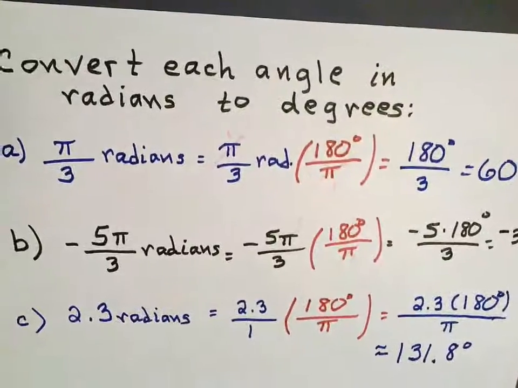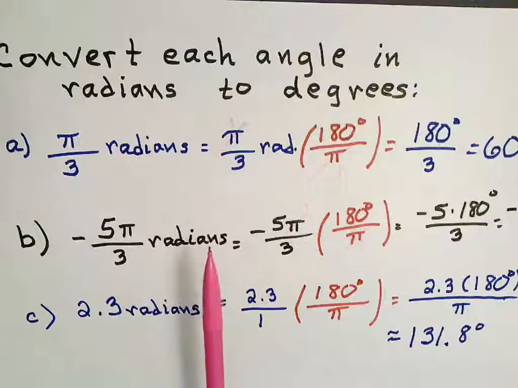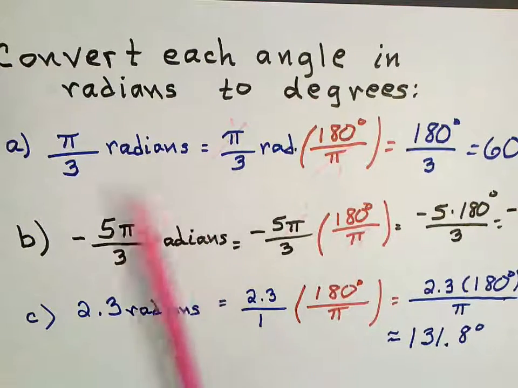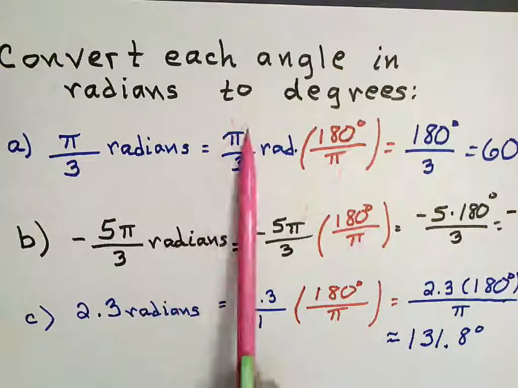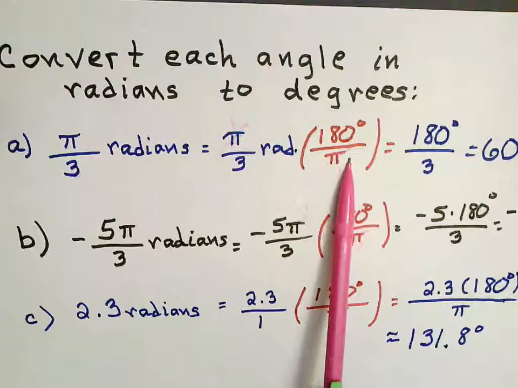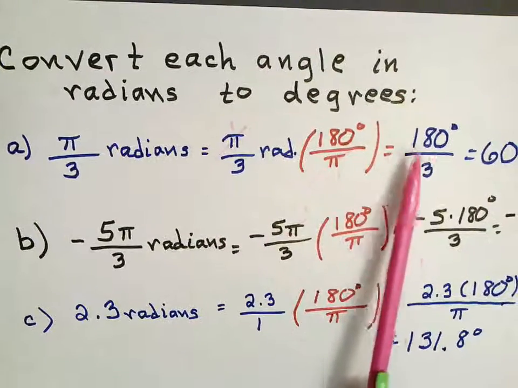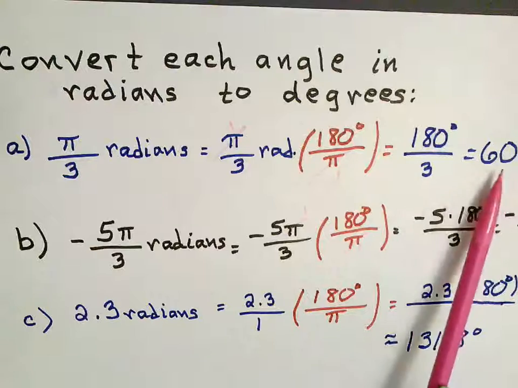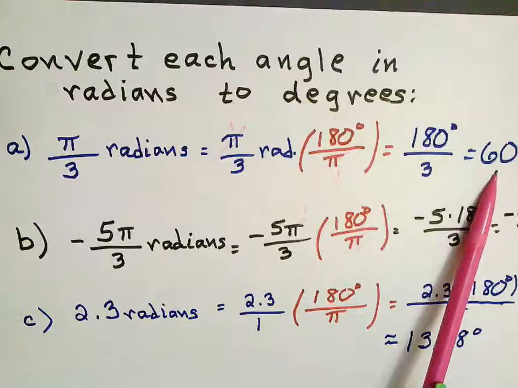Let's look at another example. We're going to convert each angle in radians to degrees, and we have pi over 3 radians. It's pi over 3 radians times 180 degrees per pi radians. The pi's cancel out. So we're left with 180 degrees over 3, which is 60 degrees. So pi over 3 radians is the same thing as 60 degrees.